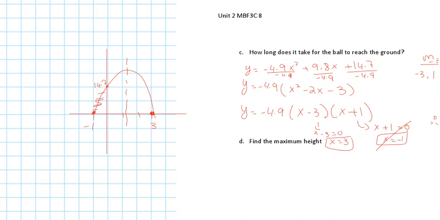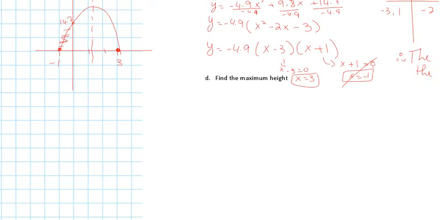So, to find the axis of symmetry, I'm going to add both zeros. So that's 3 plus negative 1 divided by 2. That's 2 divided by 2, which is 1. So my axis of symmetry is at what? Now, because I know that the axis of symmetry is 1, how do I find the optimal value? Plug 1 into x.